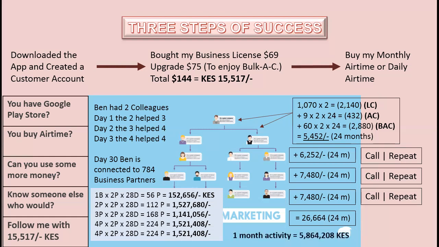What has Ben earned at the end of the 1 month activity? This is how serious it is. 5 million Kenya shillings, 5.8 million in just 1 month of activity.